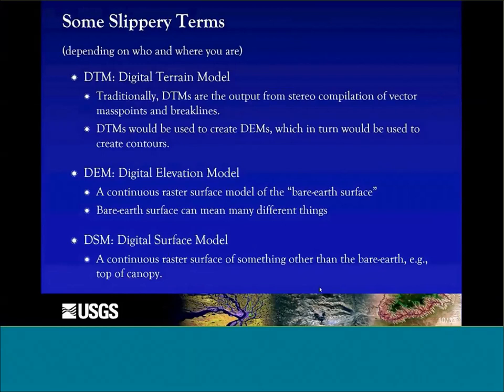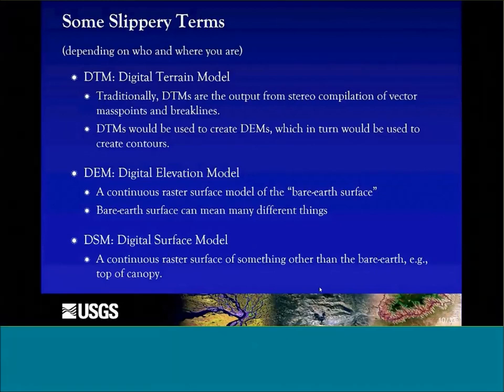A DEM is a digital elevation model. It is a continuous raster surface of the bare earth. Now, bare earth can mean a lot of different things, and we're going to get to that in a little bit. But we need to be clear on the fact that the DEM basically means the ground surface. And I say that it's a continuous raster surface. Technically, it really doesn't have to be. It could be a TIN, but they're used so infrequently as far as exchange and storage that we really just regard these primarily as always being raster.